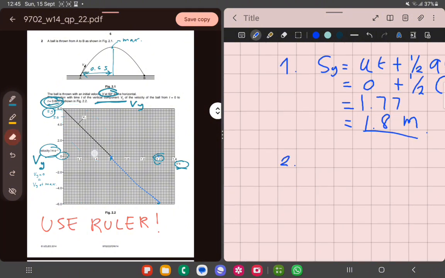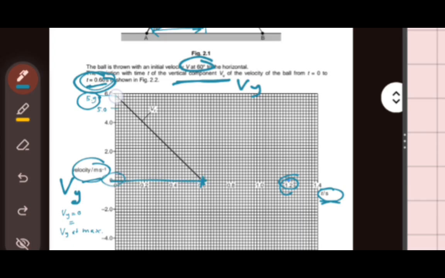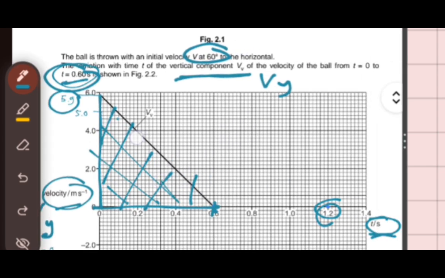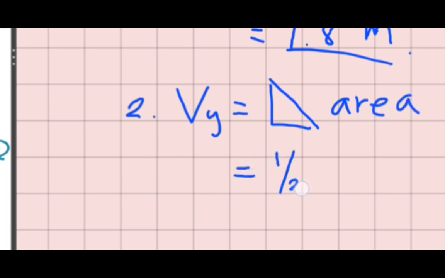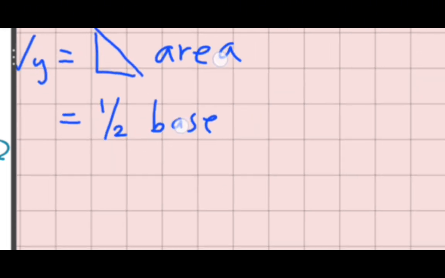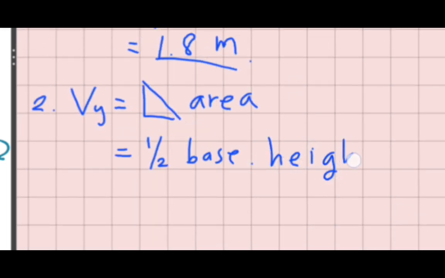The second method is using the area under the graph. As it is stated only until it reaches maximum height, that is only until 0.6 seconds. So it will form this triangle, and we can use the area of a triangle equation, which is half of the product of base and height.